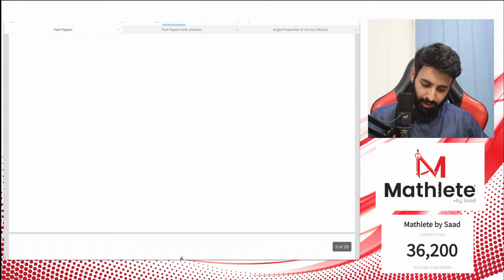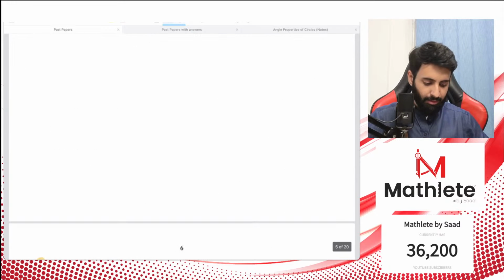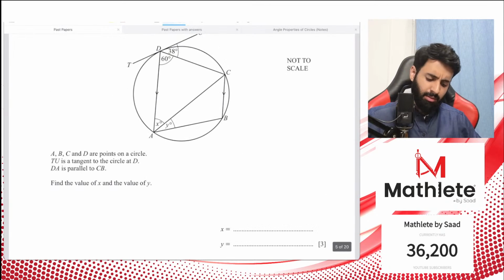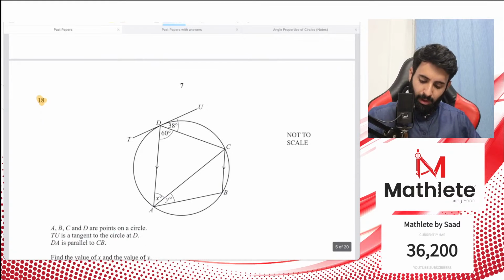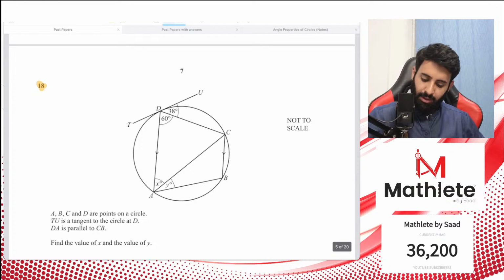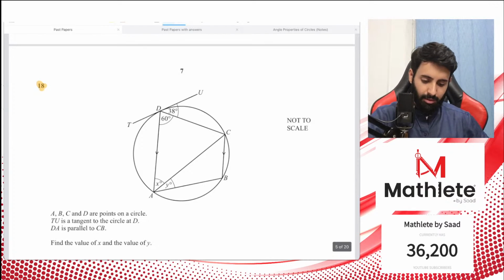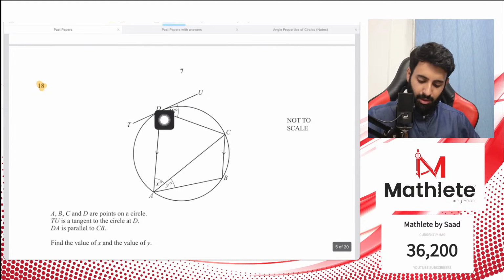This is also from IGCSE. For some odd reason, I've accidentally erased where they're from, but fairly recent, probably 2021 or 2022. Okay, let's see what it says. It says A, B, C, and D are points on a circle. TU is tangent to the circle at D. So you can see that TU is a line which is tangent to the circle at D.